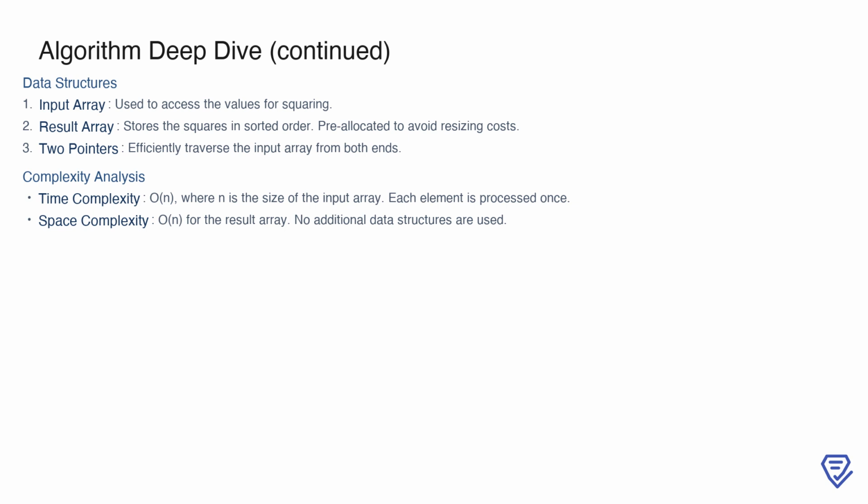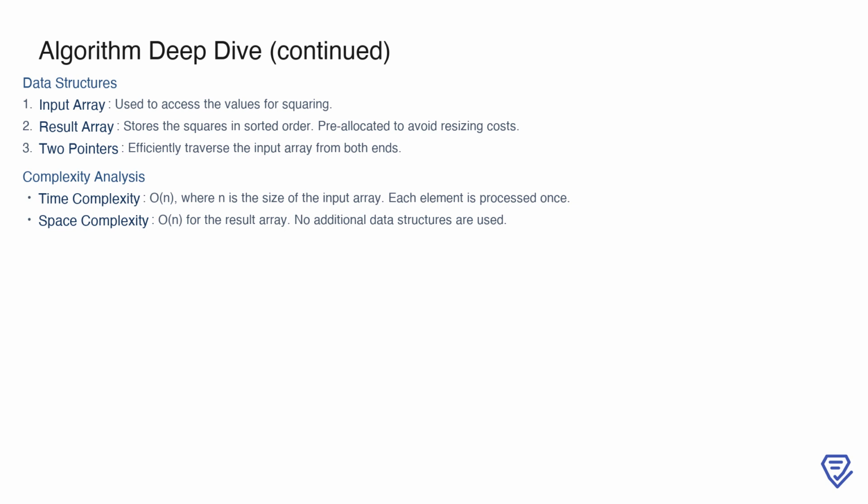The algorithm relies on a few simple yet effective data structures. The input array is used to access the original values that need to be squared. The result array is pre-allocated to store the squares in sorted order, avoiding any resizing costs during execution. The 2 pointers, left and right, play a crucial role in efficiently traversing the input array from both ends.